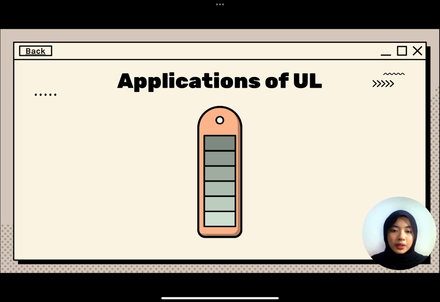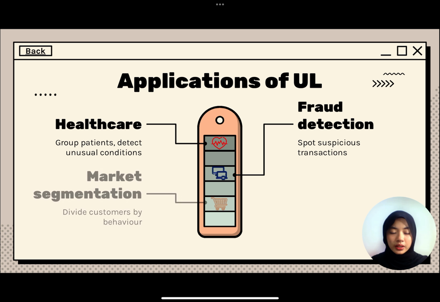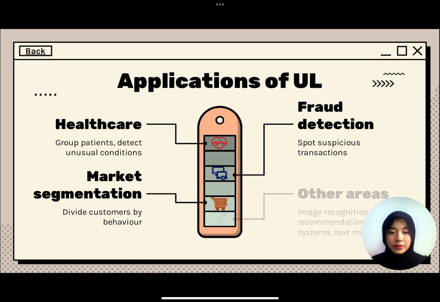Now let's look at the applications of unsupervised learning. One common use is fraud detection, where it helps spot suspicious or unusual transactions. In healthcare, it can group patients with similar conditions or detect unusual medical cases. Another big area is market segmentation, where customers are divided based on their behavior, like buying habits. And beyond that, unsupervised learning is also applied in image recognition, recommendation systems like Netflix or Shopee, and even text mining to analyze large amounts of text.